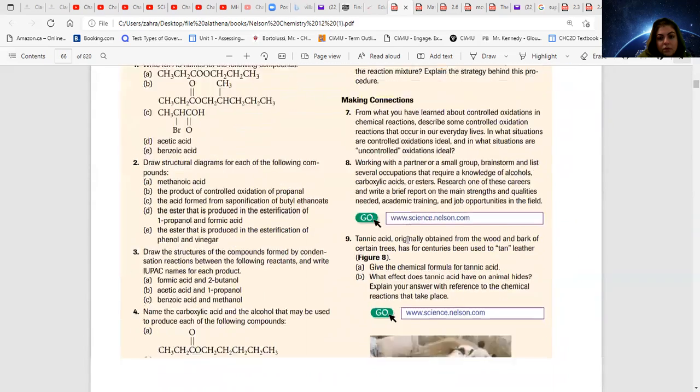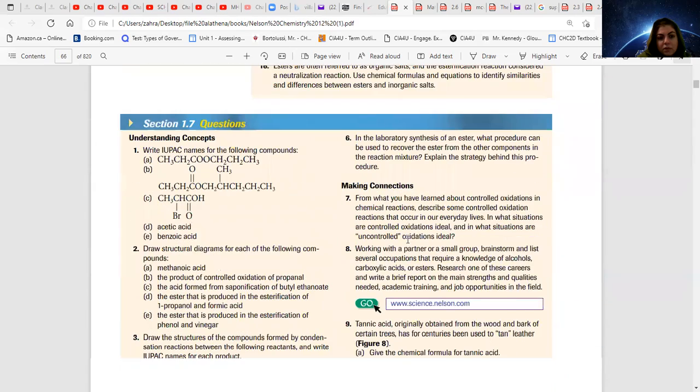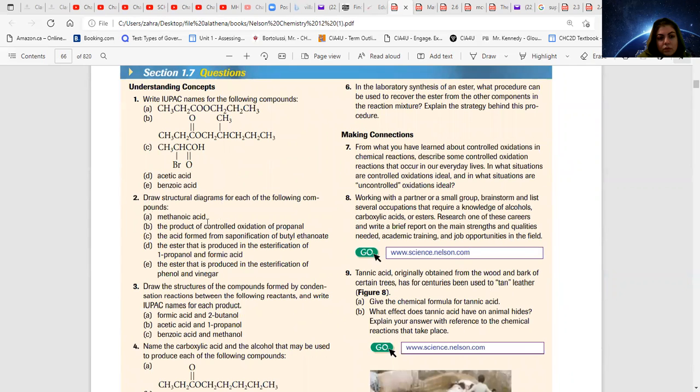Yeah, you can do these questions on page 68. Can do question number 2.